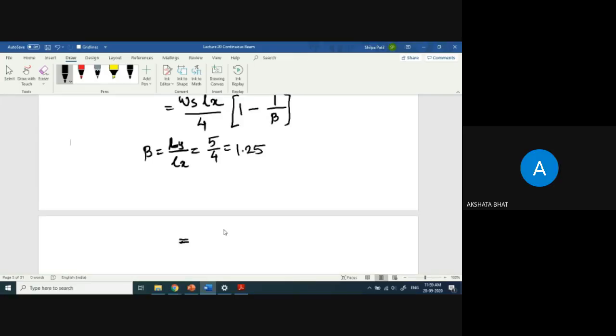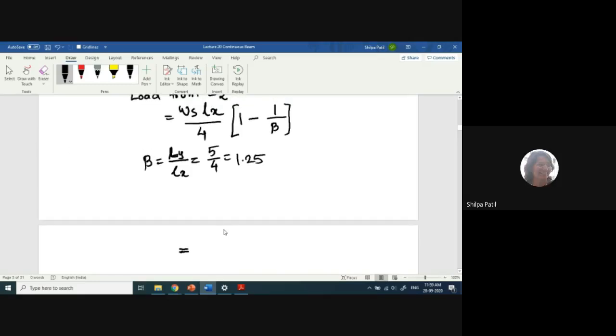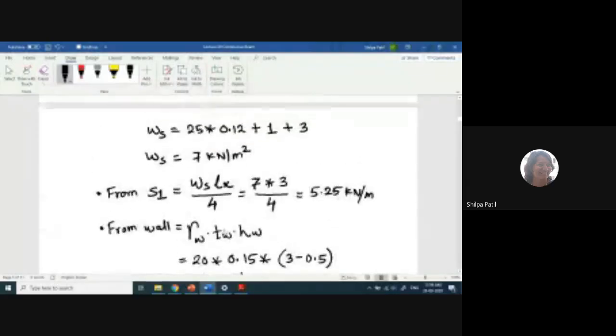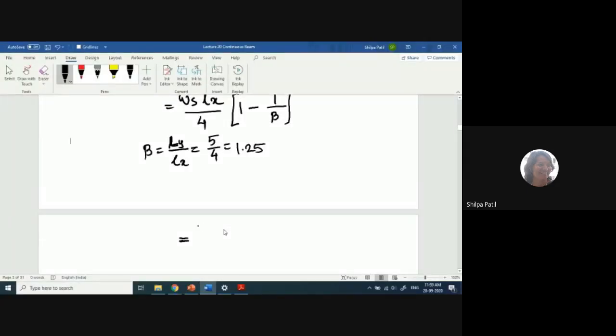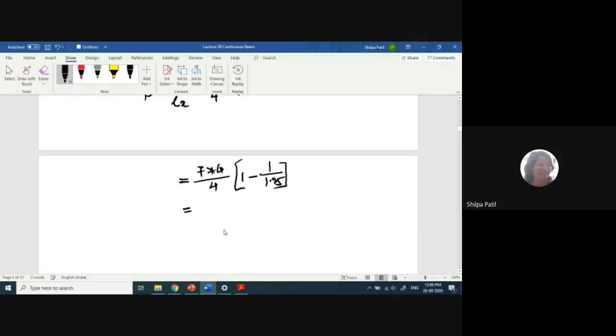Check it again. WS, what value have you taken? It is 7, right? Yes, ma'am. Okay, so I will write down better: 7 into 4 by 4 into bracket 1 minus 1 upon 1.25. This value is coming as 1.4 kilonewton per meter. Okay, this is the load from the S2 slab.